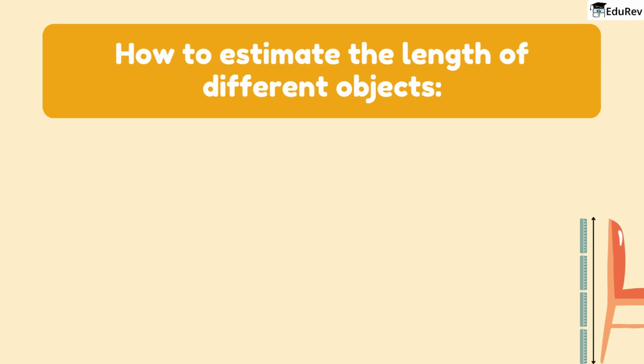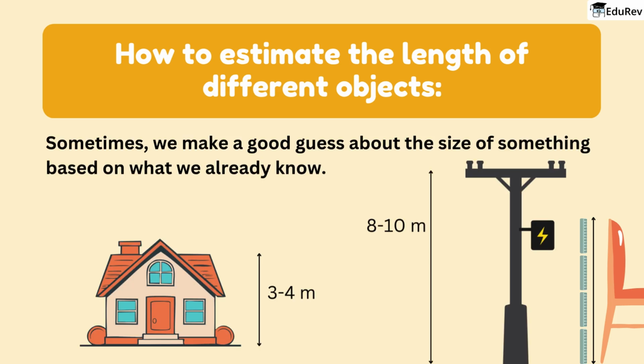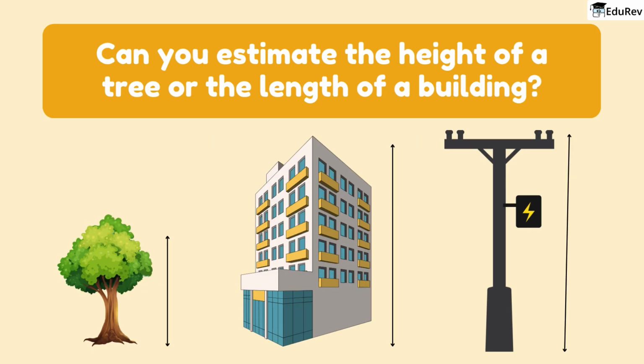Finally, let's talk about estimating lengths. Sometimes, we make a good guess about the size of something based on what we already know. For example, you can estimate the height of a single-story house to be around 3 to 4 meters, or the height of an electric pole to be around 8 to 10 meters. Can you estimate the height of a tree or the length of a building? Compare with something you already know, like the height of your school or a nearby pole.